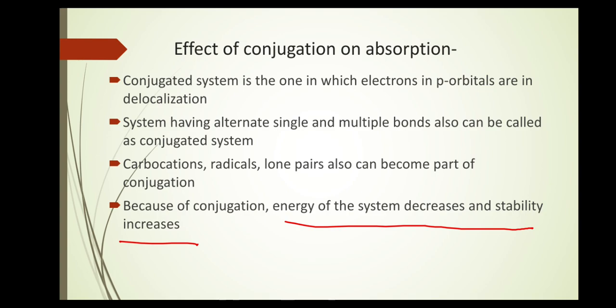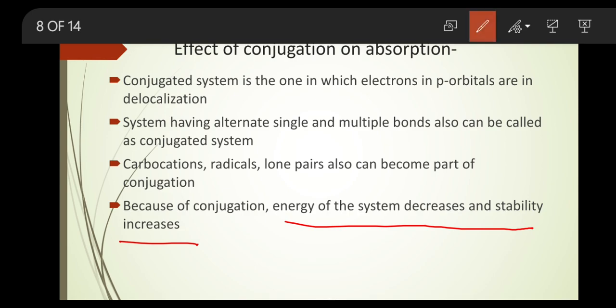As we know, in resonance theory also we will check this point, that because of resonance the stability of the system increases. Resonance is also nothing but movement of electrons from one place to the other place. Similarly, because of this conjugation, the energy of the system decreases and its stability increases. You have to remember this point.